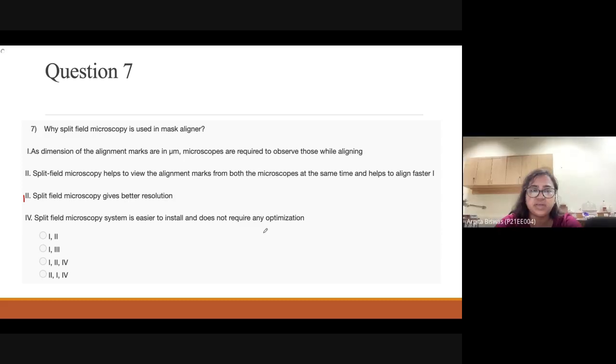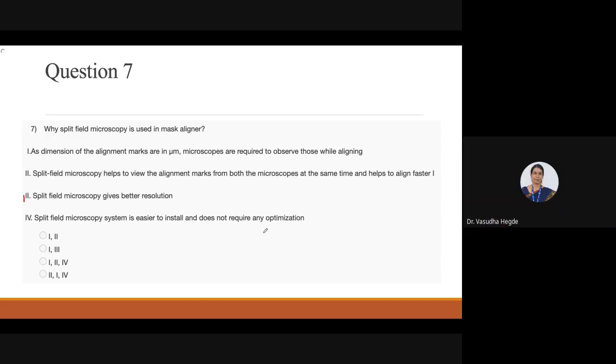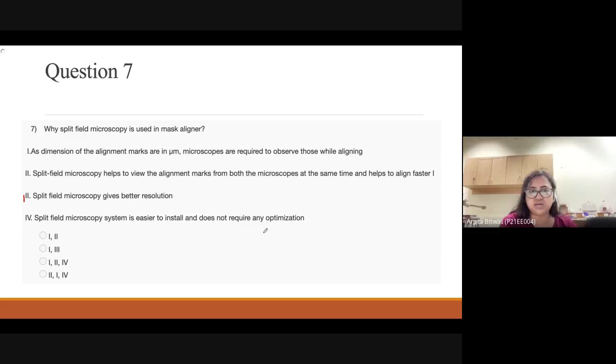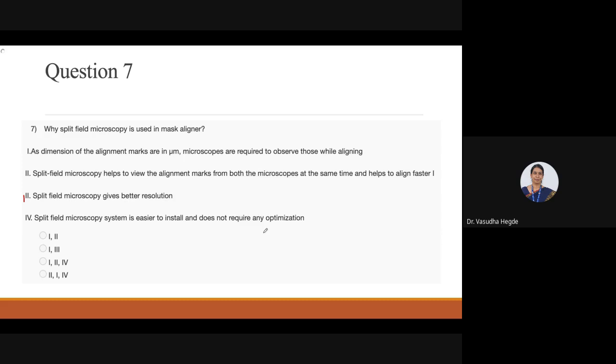Can you please explain a little bit what you understand by split field microscopy and where it is used, so you can answer with confidence? There are two fields or two sets of views you get in the case of split field microscopy. Yes. So, in my view, second is the option.